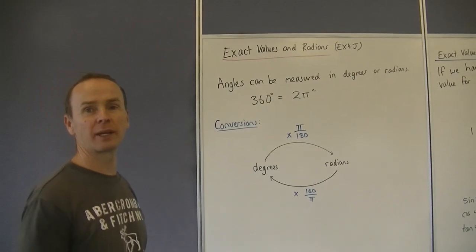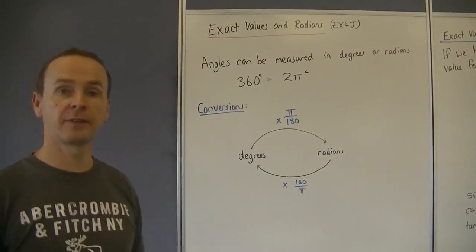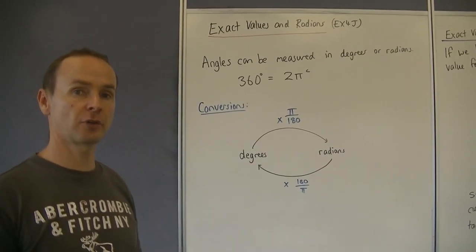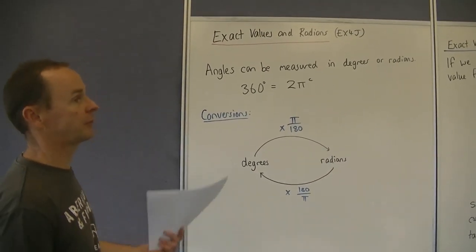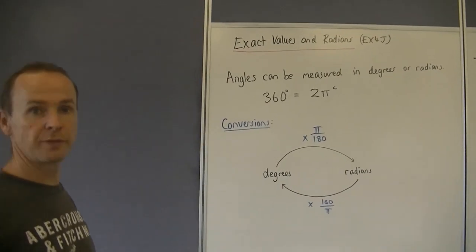So, hopefully you're okay with the unit circle from the last lesson. Again, for exact values and radians, make sure you watch Mr. K's video first on the tile. But I'm just going to quickly go over the basics of it as well. So make sure you copy it down, pause the video, you know what to do.